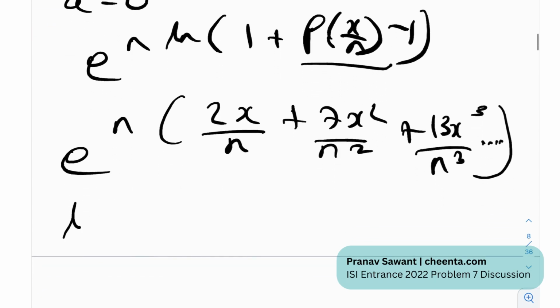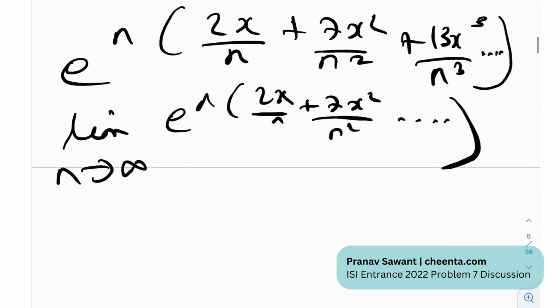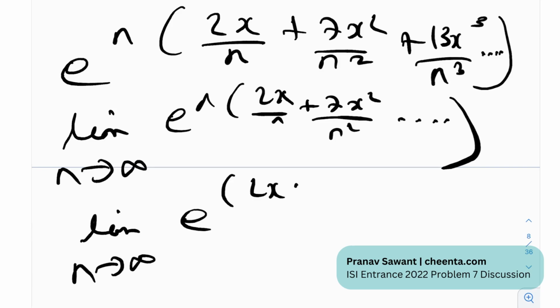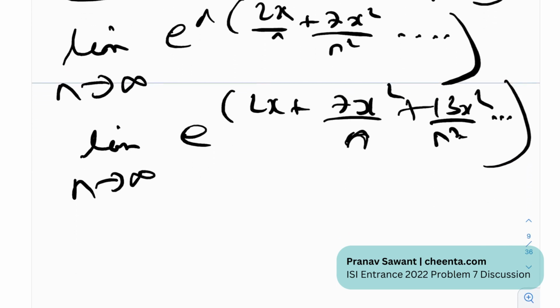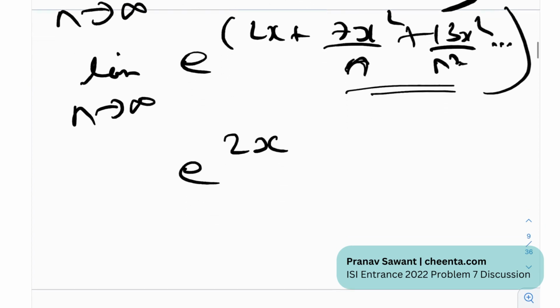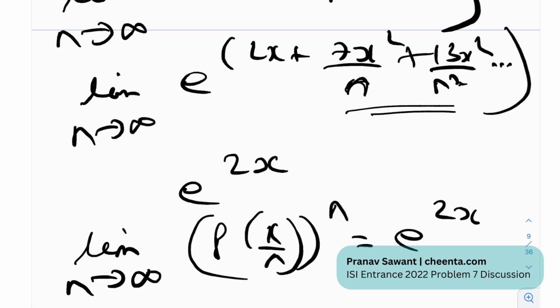And now if you take the limit as n tends to infinity of this quantity, which is asked in the question, 2x by n plus 7x squared by n squared, and so on and so forth, you would essentially get the limit as n tends to infinity of e raised to the power 2x plus 7x squared by n plus 13x cubed by n squared, dot dot dot. Now, like I explained before, if we have a quantity tending to infinity in the denominator, all of these terms would be equal to 0. That essentially just leaves us with e raised to the power 2x, which would be the correct answer. So therefore the limit as n tends to infinity of p of x by n raised to the power n is equal to e raised to the power 2x, which is the correct solution.